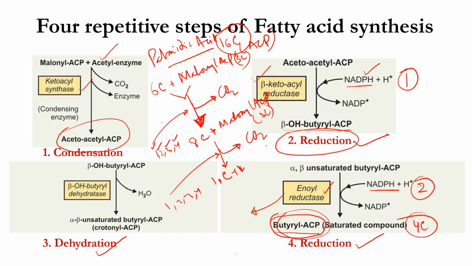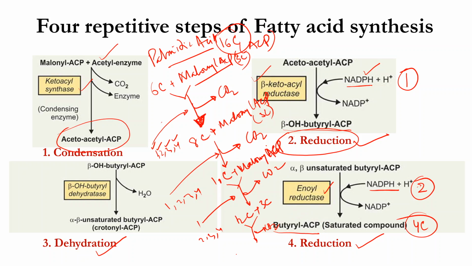After that there will be addition of malonyl ACP, and there will be release of carbon dioxide here. The first reaction will generate a 12 carbon molecule, and 2, 3, 4 will be repeated. Now this 12 carbon will again combine with 3 carbon, the same malonyl ACP. After the release of carbon dioxide, it will become 14 carbon.